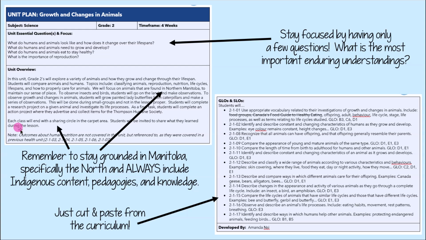And then I have a special note at the bottom. Outcomes about human nutrition are not covered in this unit, but referenced to as they were covered in a previous health unit. So because this was really from my grade 2 class, I had already taught nutrition for humans during health because it's a part of our health curriculum. So then I didn't reteach it as a formal lesson in this unit, which happens at the end of the year. I just was able to refer to it. So I just added that note, and that's why over here in my GLOs and SLOs, I have a few things that I crossed off because even though it is in the curriculum, I didn't include it because I've already taught it.